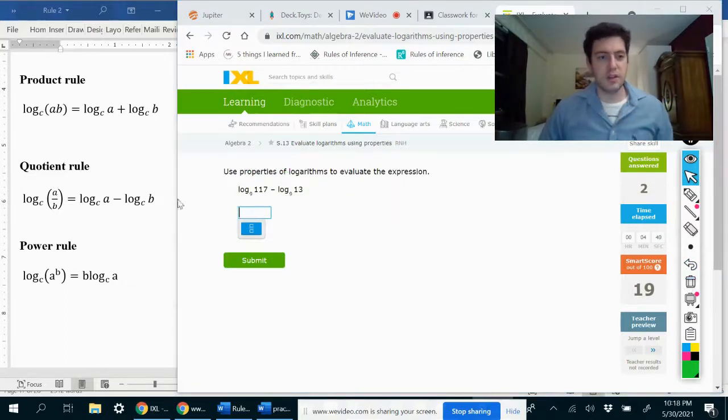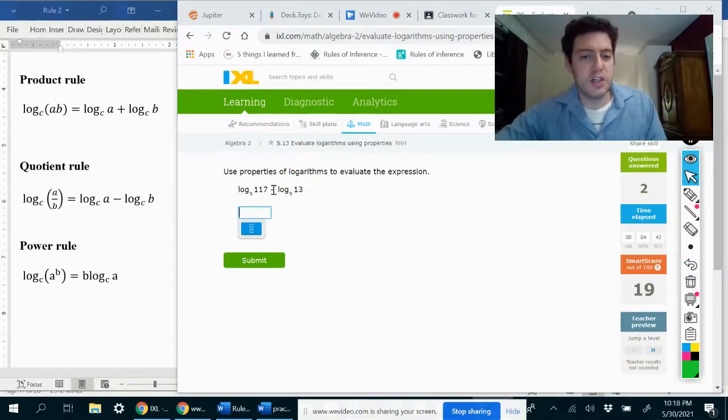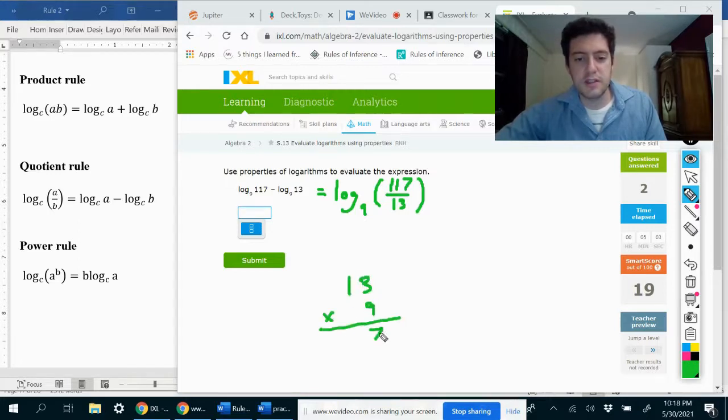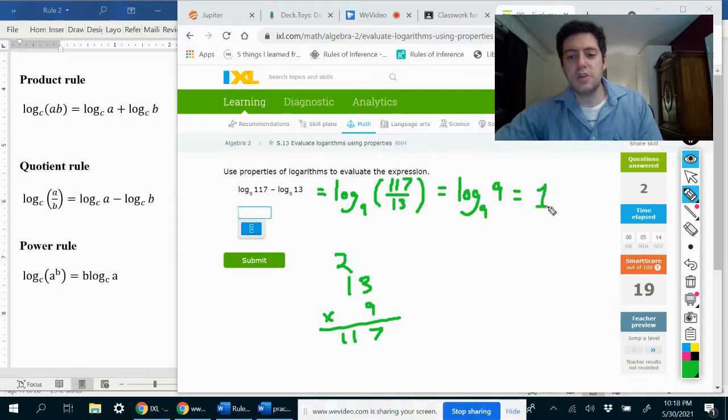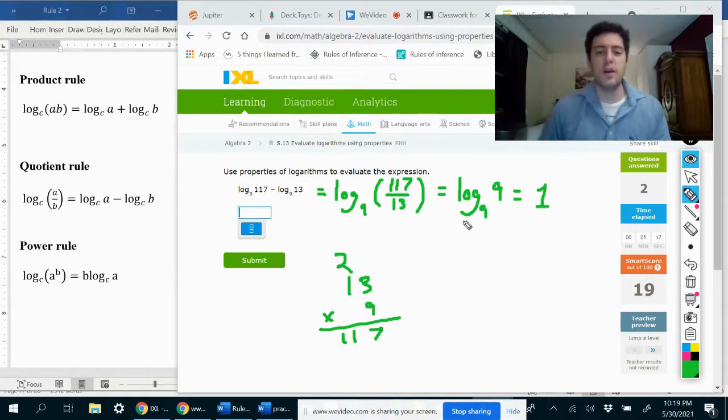But we're going to practice using these rules over here. So I see subtraction here. Again, I'm going to use the quotient rule. We're going to be dividing these numbers. So this is equal to the log base 9 of 117 divided by 13. I believe that would be 9, right? What's 13 times 9? Yeah, that's 117. So this is the log base 9 of 9. And this is just equal to 1. 9 to the first power is equal to 9. So the answer is 1.